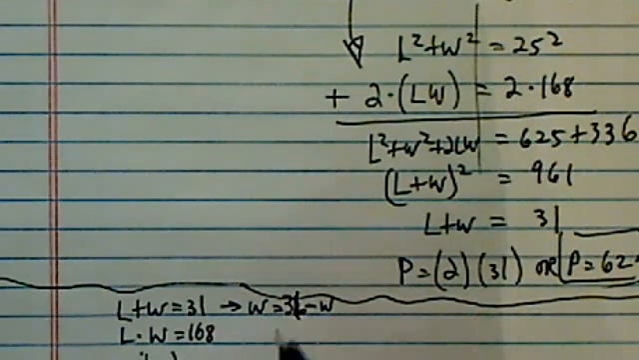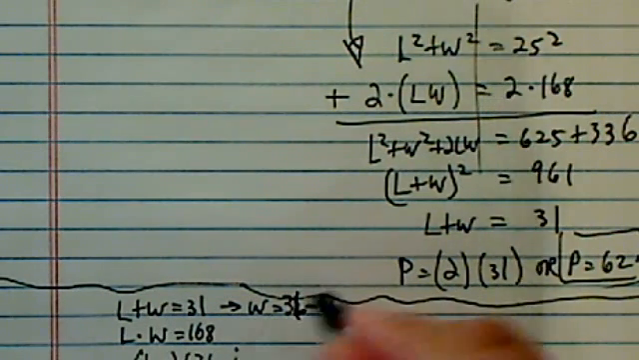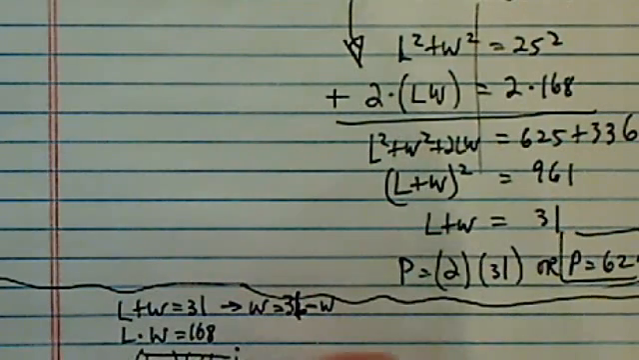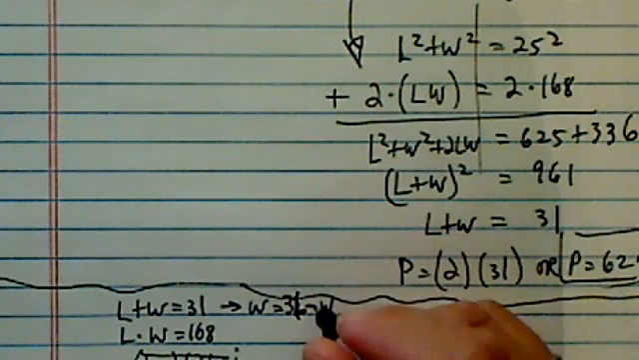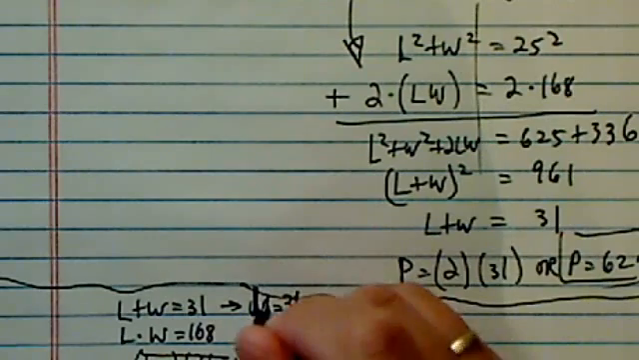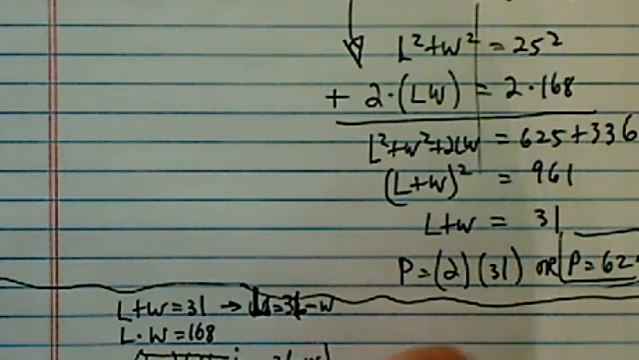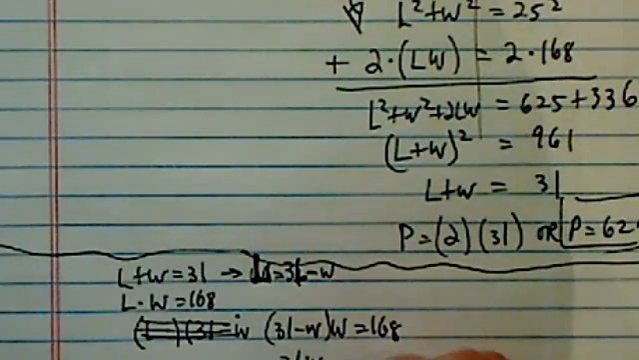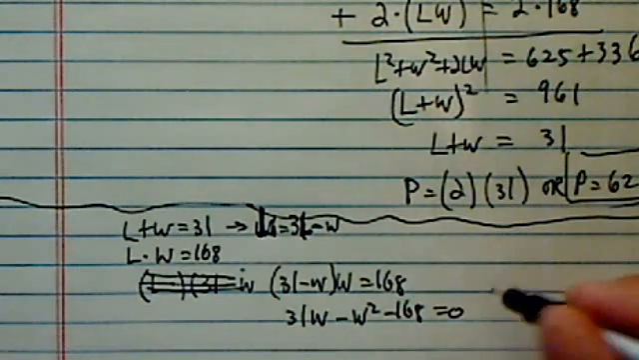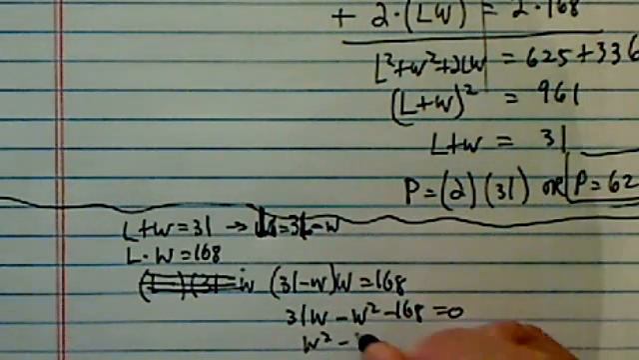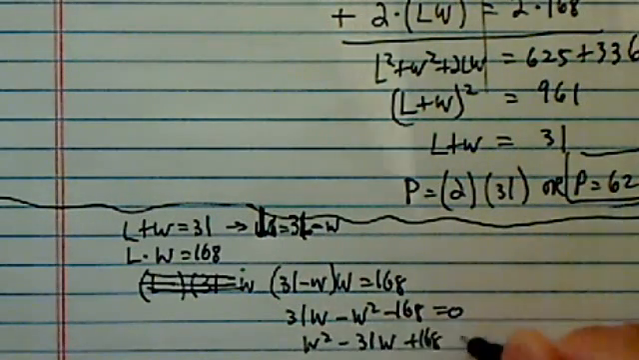So we're going to substitute in there, and make sure I got it right. L times W, okay, what am I doing here? Let's try again. So I have 31, oh, this is L, that's good. So I have 31 minus W times W equal to 168. Then I have 31W minus W squared minus 168 equal to 0, and W squared minus 31W plus 168 equal to 0.